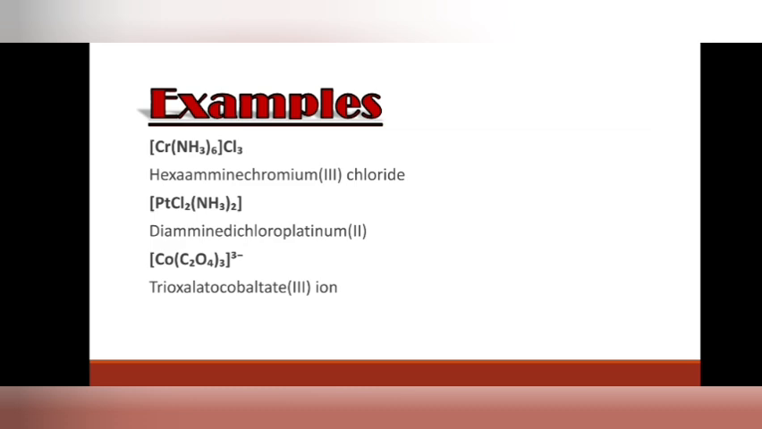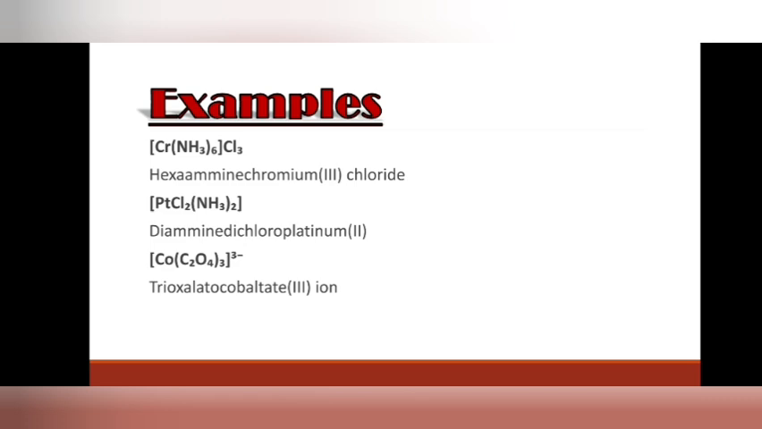Third example, let's name the ligand first. 3 ligands are present, trioxalato, cobaltate. 3 is the oxidation number, and as it has a negative charge, we will end it with ion. Whenever we have a neutral molecule, balanced, you don't end it with ion, but if a molecule has a charge, negative or positive, outside of the coordination sphere, you write ion at the end.